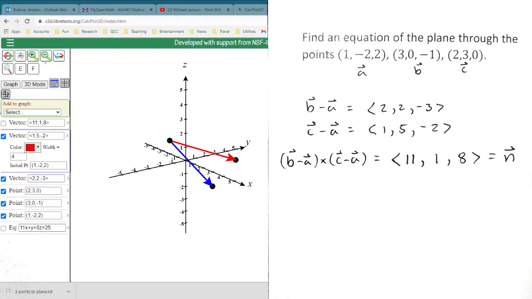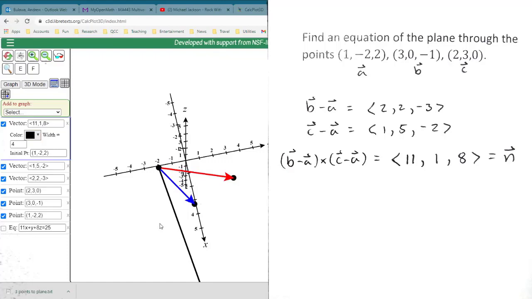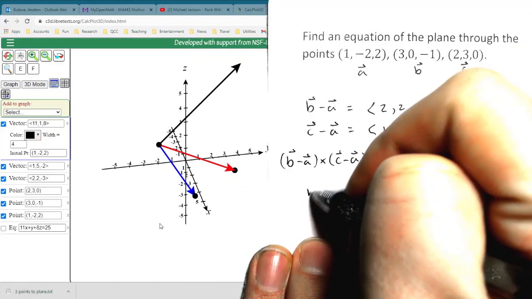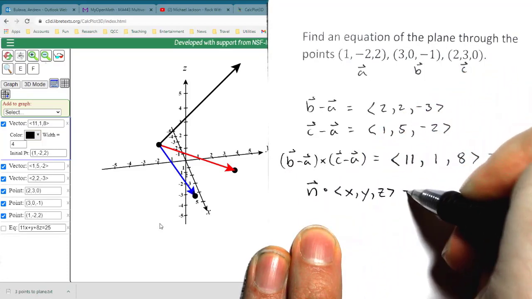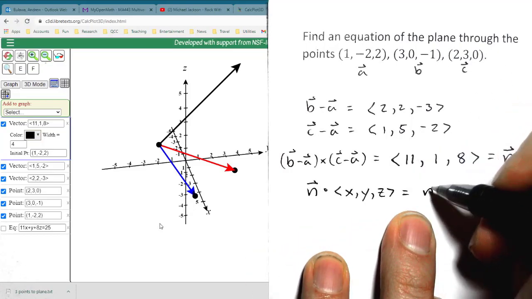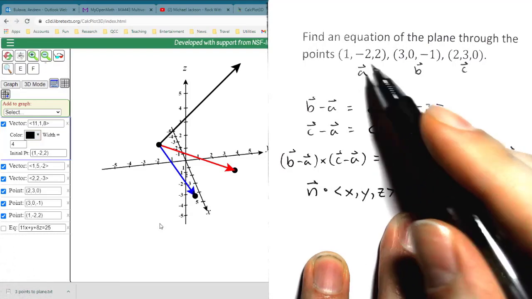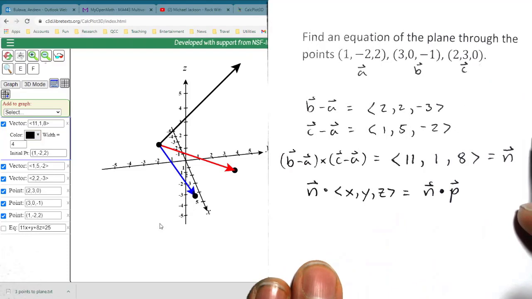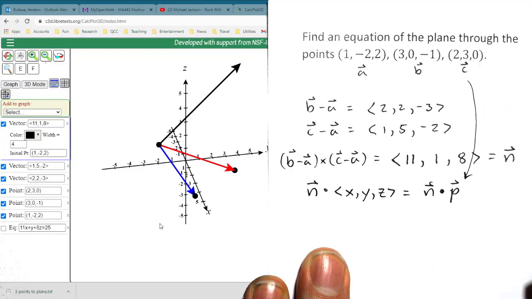So let's go ahead and plot that. That's sticking out right here. Okay, it's a big vector, so it's kind of coming off the screen here, but there it is, right? So remember what the equation of the plane was. It was n dotted with x, y, z equals n dotted with any point on the plane. Well, we have 3 points to pick from. Let's pick this one. It's got positive numbers and a 0 in it, so it's probably the easiest one to use. So I'll use C for P, right?